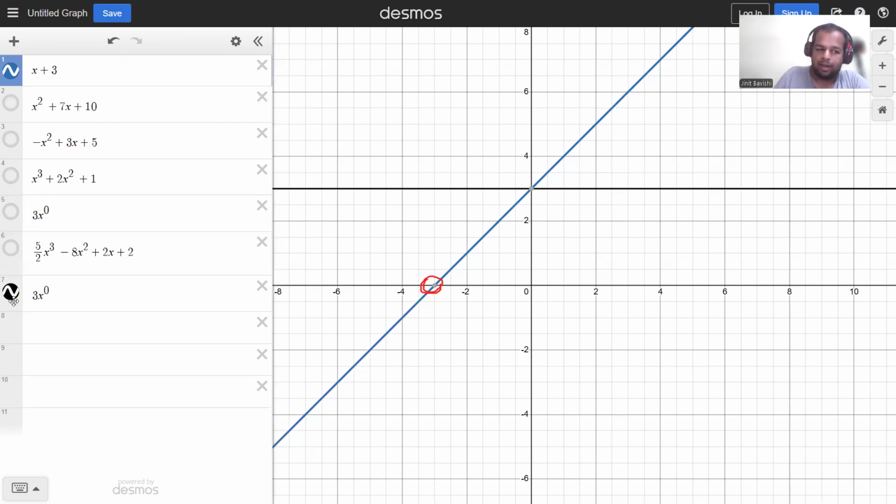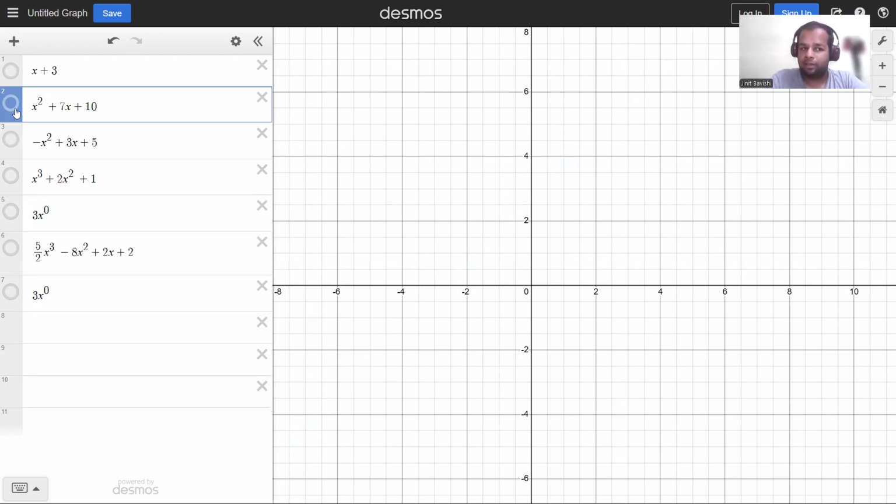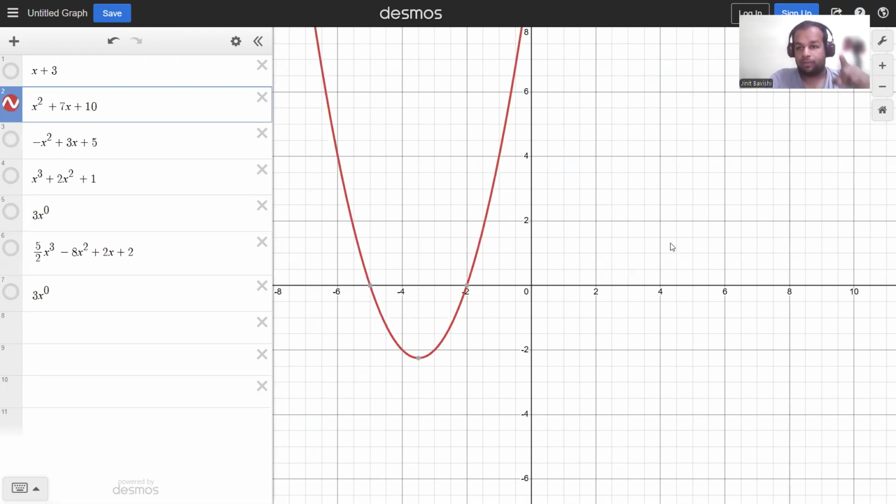Okay. Next, let's move to the quadratic polynomial. In the quadratic polynomial, you can see here x squared plus 7x plus 10. The degree of it is 2. The highest power is 2. Now let's plot it. If I plot this quadratic polynomial, you will see a very interesting shape, a U-shaped graph. You can see a U-shaped graph, and this is very special only to quadratic expressions.